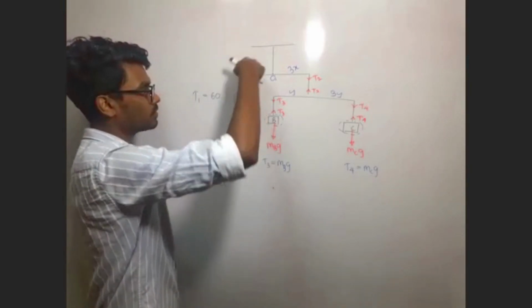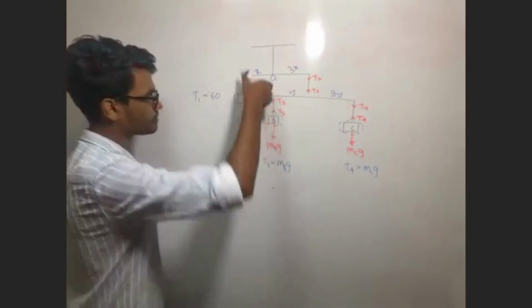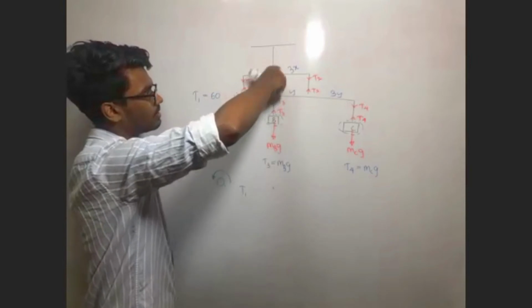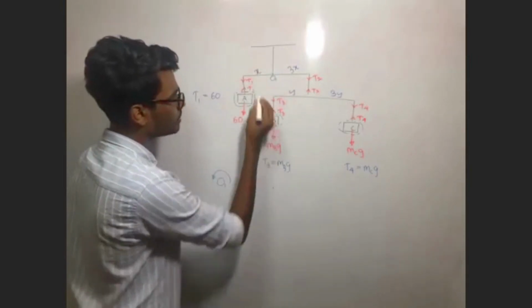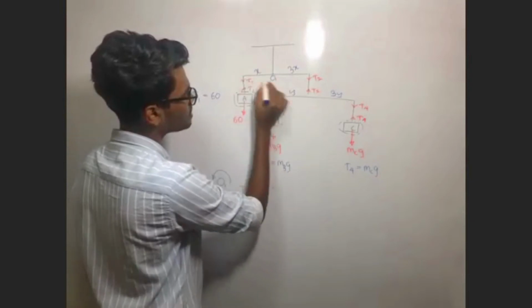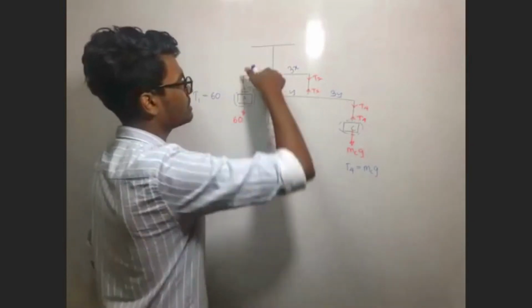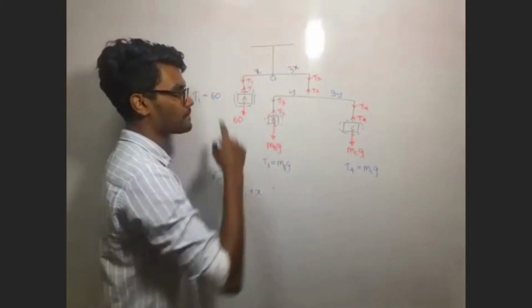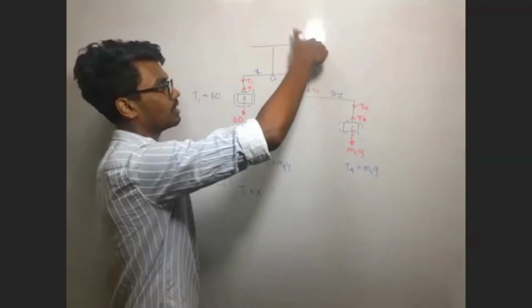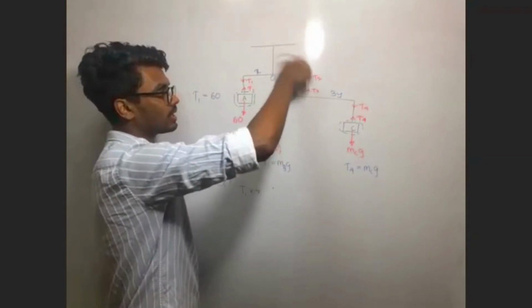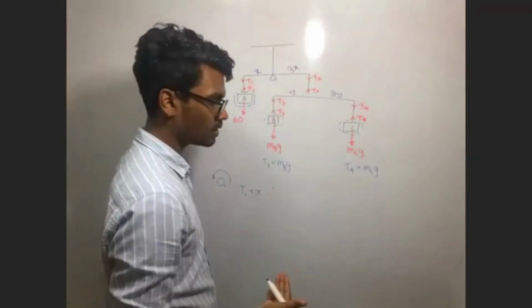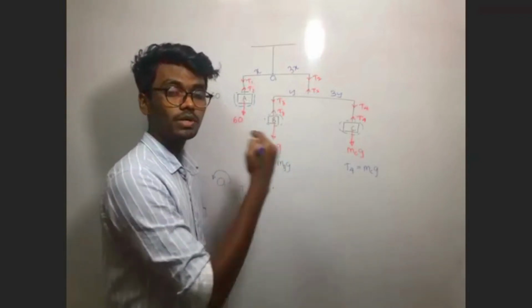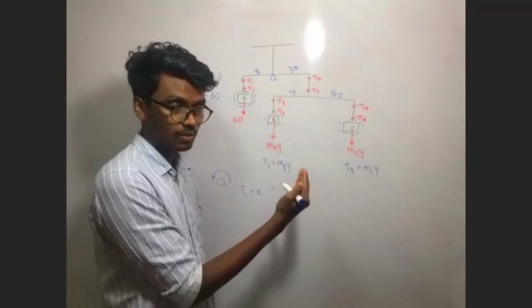The T1 force creates an anti-clockwise moment. T1 into what is the perpendicular distance to the T1 force? It is X. Is there any other anti-clockwise moment? No. Let's go to this side, T2. T2 is going to create a clockwise moment. So if the system is in equilibrium, then the clockwise moments should be equal to the anti-clockwise moments, right? That's how it works.